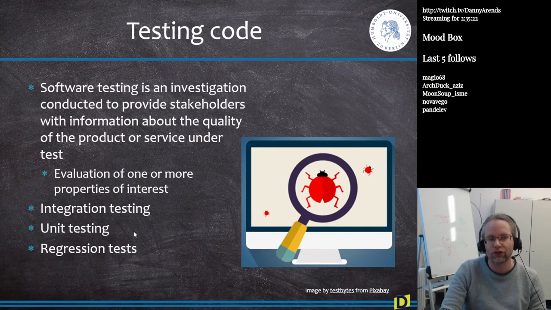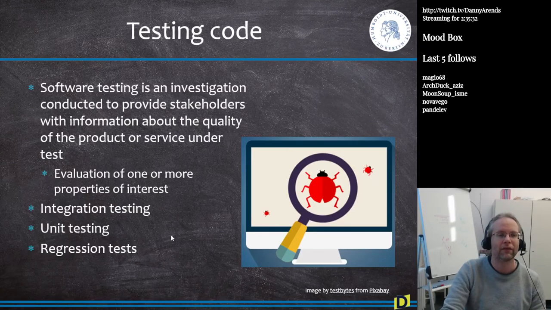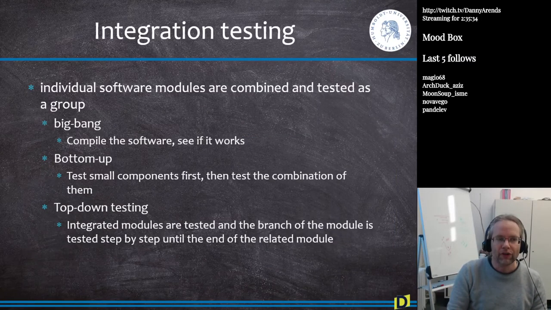So I just wanted to show you what the difference is between integration, unit, and regression testing, because a lot of people throw these terms around and they don't make it clear what they mean exactly. So integration testing is when you test individual software modules and test them as a group, right? There's three ways of doing integration testing, right? You just compile the software and see if it works, right?